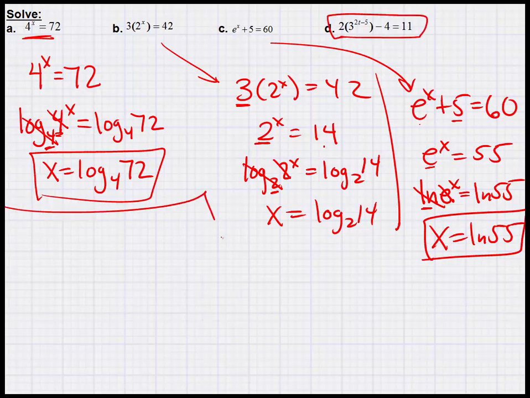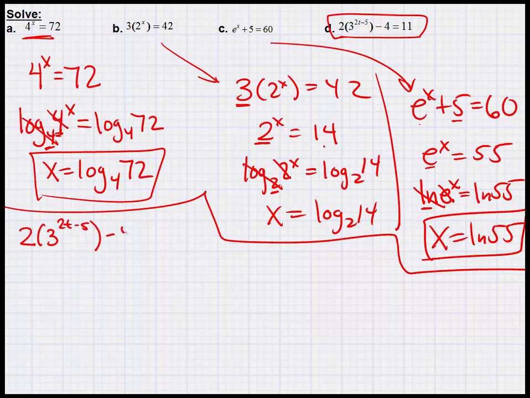Let's put it here. 2 times 3 to the 2t minus 5, minus 4 equals 11. Is the exponential isolated? No. So what do I have to do? Add 4, divide by 2. Add 4, I get 15. Divide by 2, I get 15 over 2. So I get 3 to the 2t minus 5 equals 15 over 2.